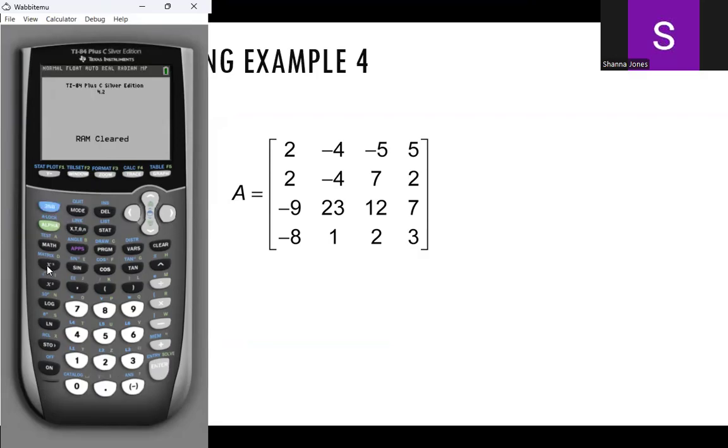I'm going to go to second, x to negative 1. I'm going to input my matrix. I go over to edit, and I have a 4 by 4. I'm going to input as I type. I'm going to press enter, and that allows me to put the next element in. If the first time you try to do this is on a test, not a good idea. So it's a really good idea to make sure that you're practicing the skills before the test.